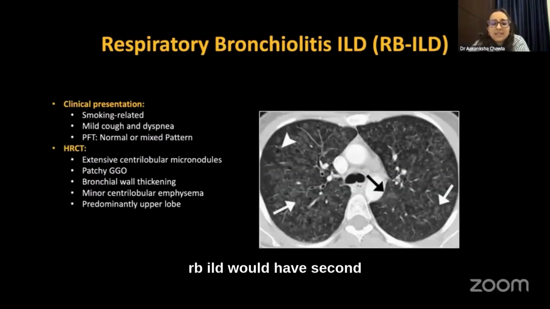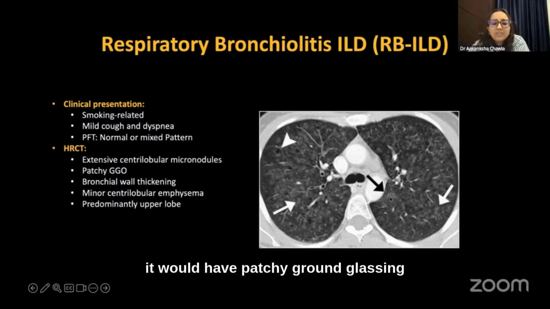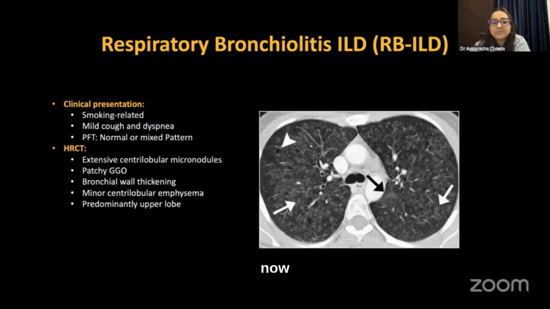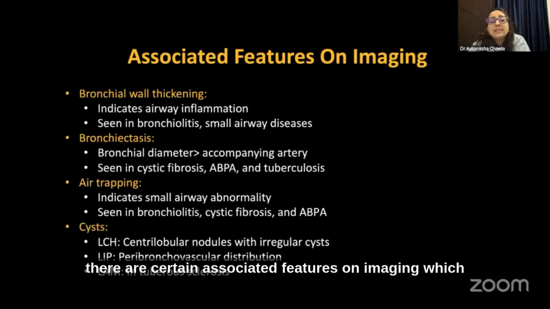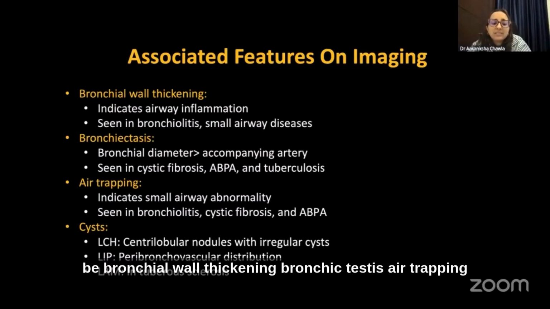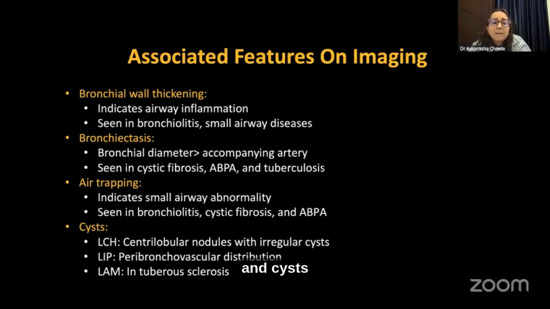RBILD would have extensive centrilobular nodules. It would have patchy ground glassing, bronchial wall thickening, minor centrilobular emphysema, predominantly upper lobe. It is a smoking related disease, with mild cough and dyspnea. PFT may be normal or show a mixed pattern. Now, there are certain associated features on imaging which help you identify associated conditions, like bronchial wall thickening, bronchiectasis, air trapping, and cysts.